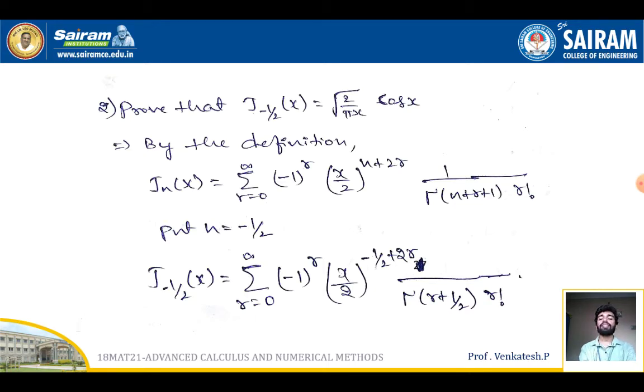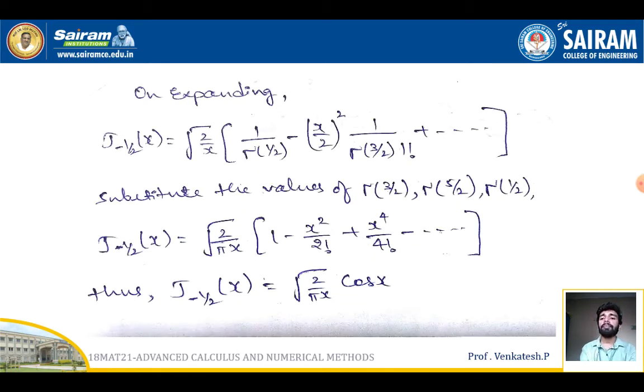On simplifying that equation, we'll get J minus 1 by 2 of x is equal to square root of 2 by x; I'm taking square root of 2 by x as a common factor. Since n is equal to minus 1 by 2, I'll get x by 2 whole power minus 1 by 2. On simplifying, I can write that as 1 by x by 2 whole power 1 by 2, or square root of 2 by x. And on simplifying it, I will get 1 by gamma of 1 by 2, minus x by 2 whole square, 1 by gamma of 3 by 2 into 1 factorial, and so on.